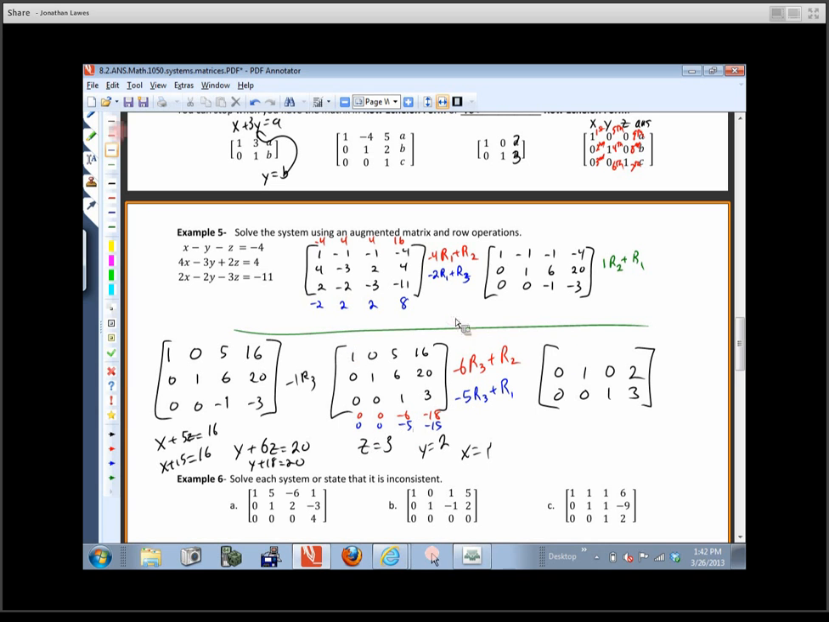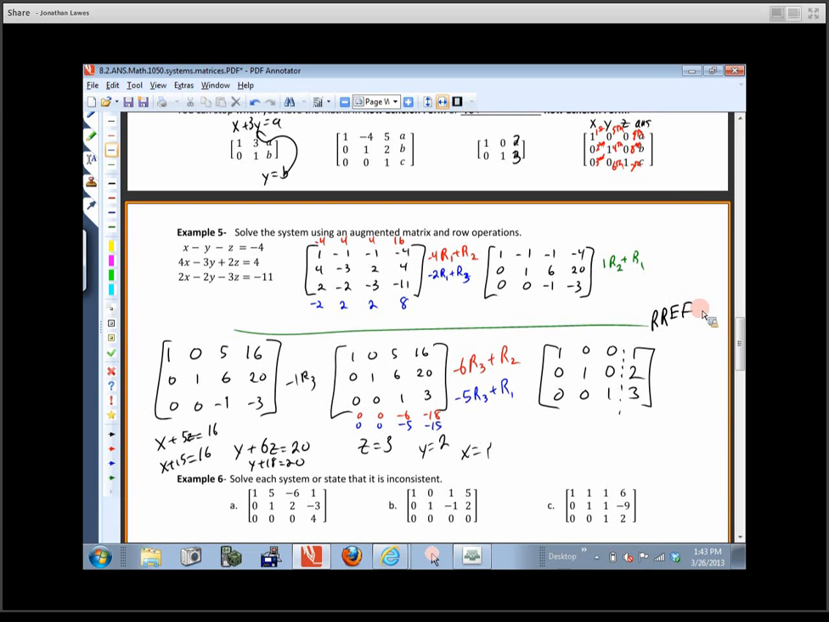So I get a 1. See how that doesn't screw up the 1 that we made? 0 plus 0, it doesn't screw up the 0. All it does is get rid of the 5, makes that a 0. And then this is going to be 16 minus 15, so this is a 1. Now, here is my augmented matrix. This is in reduced row echelon form.